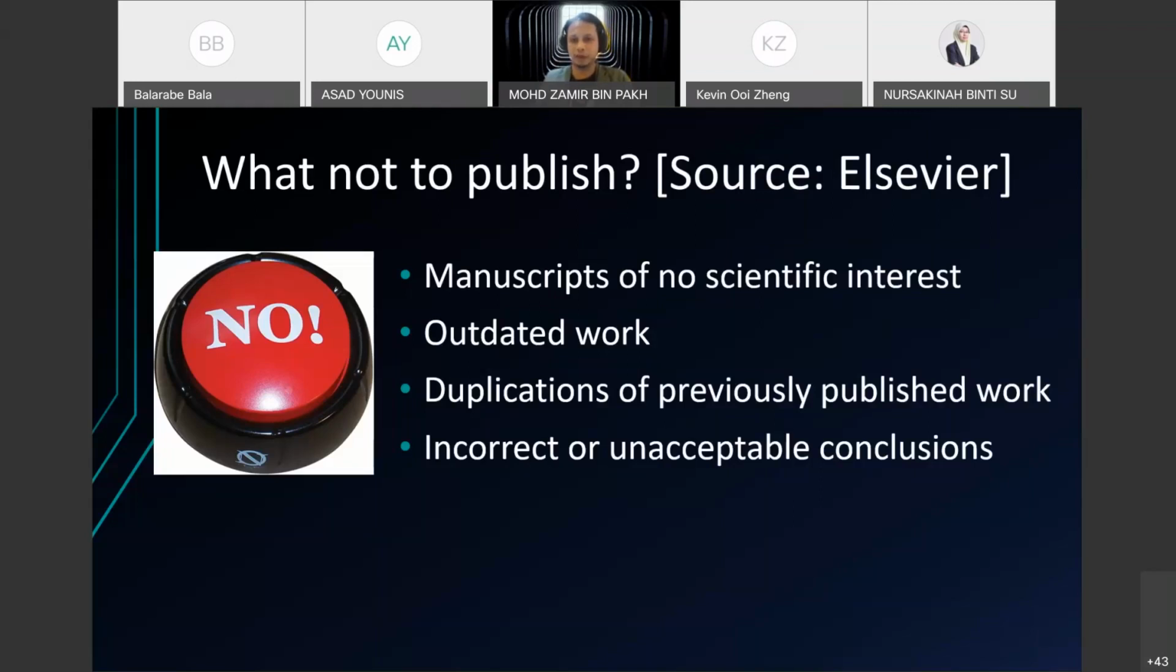Duplications of previously published work. So you don't want to plagiarize, because it's going to be very bad. You're going to be blacklisted, and there are some other implications as well. Incorrect or unacceptable conclusion, right? So we're going to go through that later on.